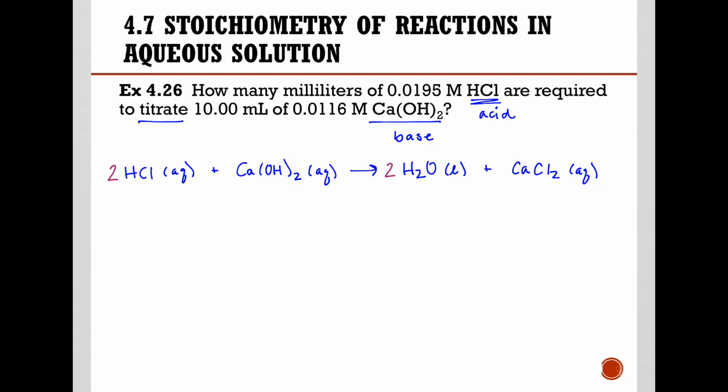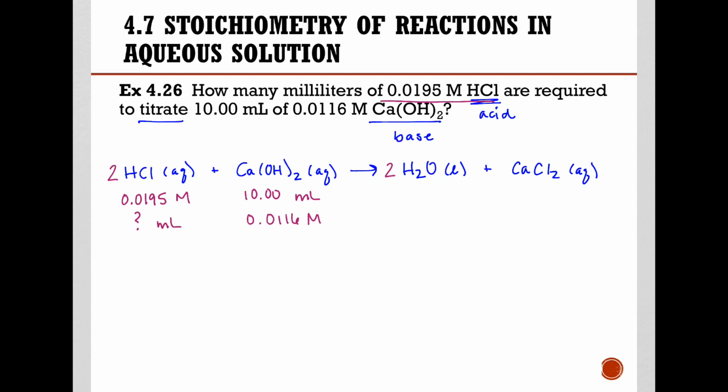And remember, it's always a good idea to jot down the important information underneath each substance in our reaction. So we had the molarity of our HCl, 0.0195 molar, and it asked how many milliliters of this. So that's what we're looking for. How many milliliters of that are required to react with 10 milliliters of our base, and our base had this concentration, 0.0116 molar. Okay, so that's all of our information from the problem. So the question is now, what do we do with that?